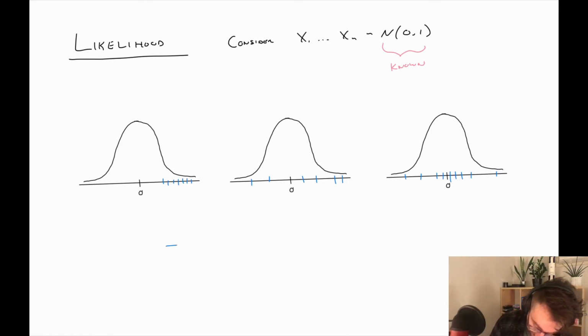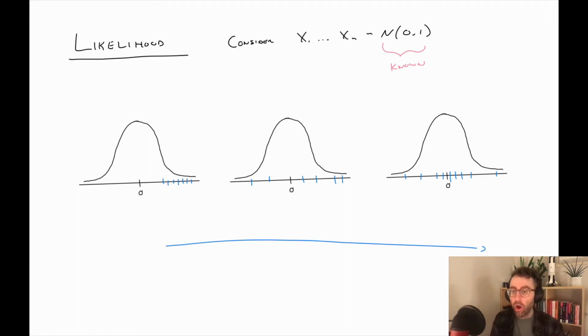So similarly, if we know the distribution is standard normal, we would say that moving from left to right, that rightmost sample is just more likely to be sampled.